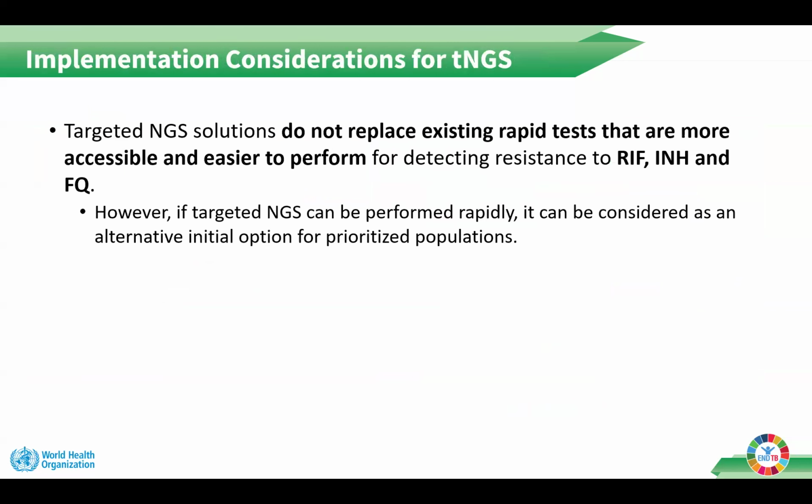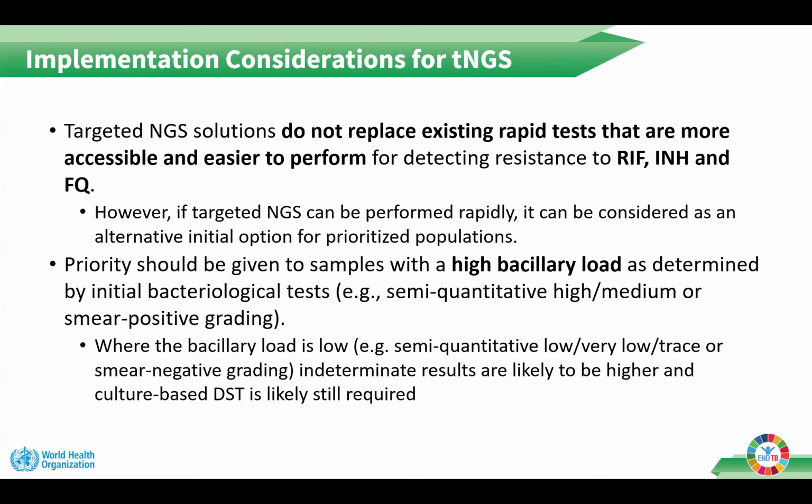There were multiple implementation considerations for the use of this technology, but I would like to highlight just a few here. In particular, that targeted NGS does not replace existing rapid tests that are more accessible and easier to perform for detecting resistance to RIF, INH, and fluoroquinolones. However, if it can be performed rapidly, noting particularly the widespread capacity in the European region, it can be considered as an alternative initial option for prioritized populations.